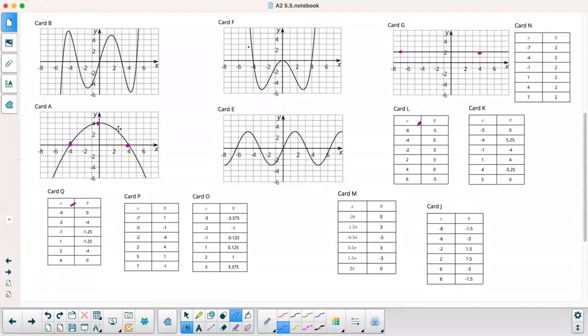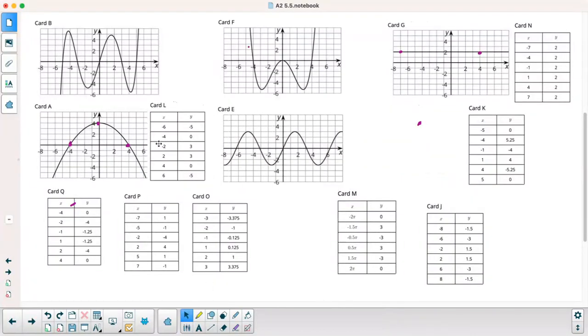So let's find some other points. Maybe, let's see here. This is -2, -4. So -2 is up here at 3. So it's not that one. -2 is at 3. 2 is at 3. This one looks pretty good. 6 is at negative. Yeah, I think that's the one right here. Okay, so I'm going to put that right there with that.